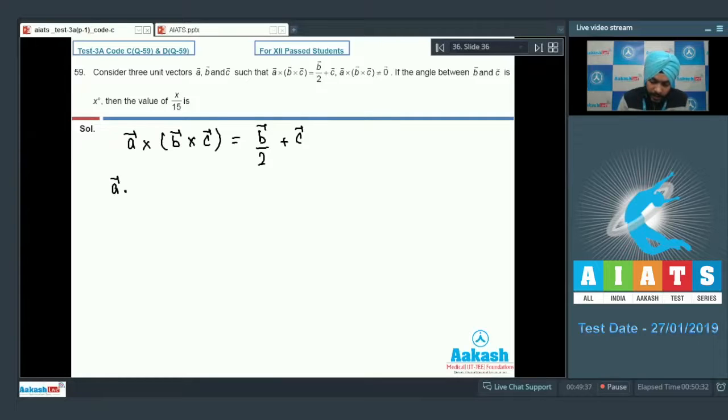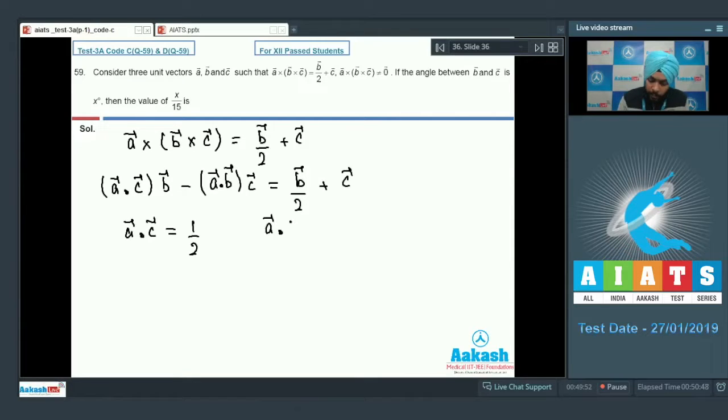So we have (a·c) b vector minus (a·b) c vector is equal to b/2 plus c. So what do we have? a·c is equal to half and a·b equal to -1. So if a·b is -1, the angle between a vector and b vector is 180 degrees, because cos α is equal to -1. a and b are unit vectors over there. So a and b vectors are something like this, originating from a single point but running in opposite directions.